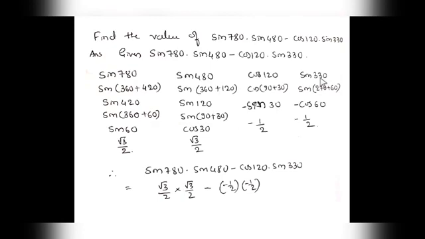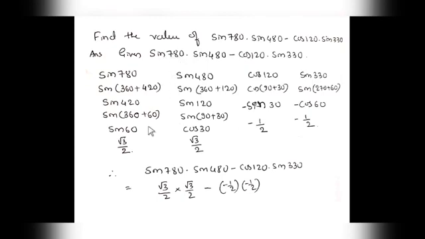Sine 330 can be split as 270 plus 60. 270 plus 60 is in the fourth quadrant. In the fourth quadrant sine is negative. Sine has to change. Sine will become cos 60. Minus cos 60 is 1 by 2. Now I am going to substitute all these values in the given trigonometric equation.